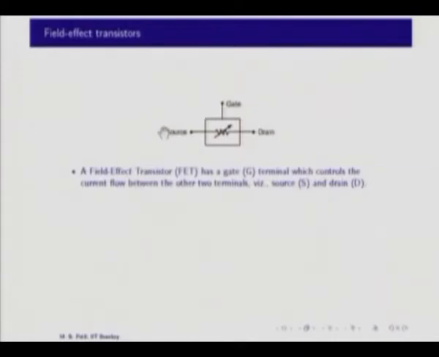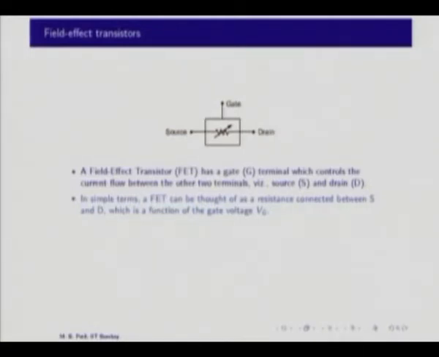Just like I said, a field effect transistor has a gate terminal which controls the current flow between the other two terminals, that is the source and the drain. In simple terms, and that is what must appear before any equation appears, an FET can be thought of as a resistance connected between the source and drain, which is a function of the gate voltage. That is the basic operation of a field effect transistor. And what do you do with it? These are questions that will come later in applications, digital circuits, analog circuits, what have you.